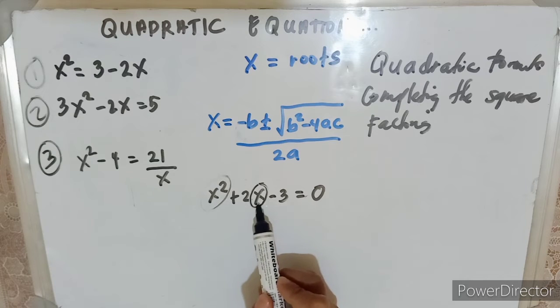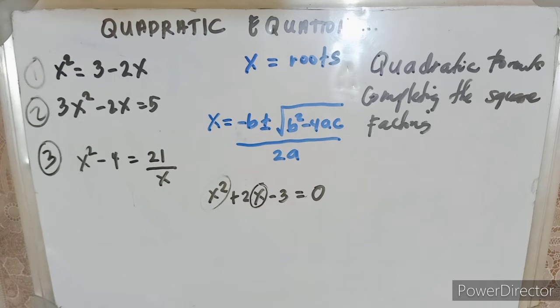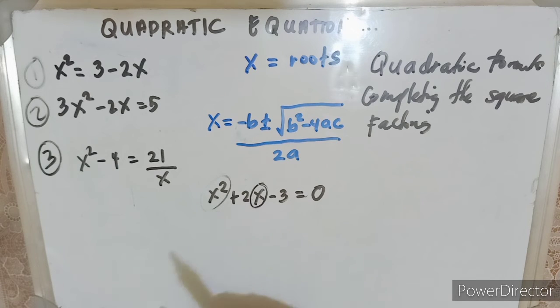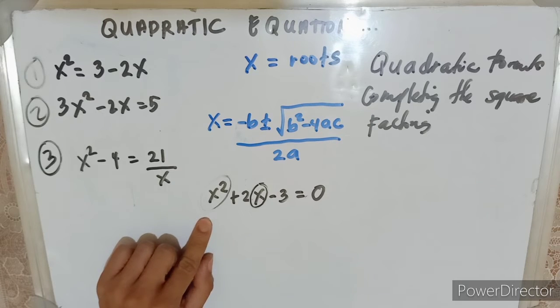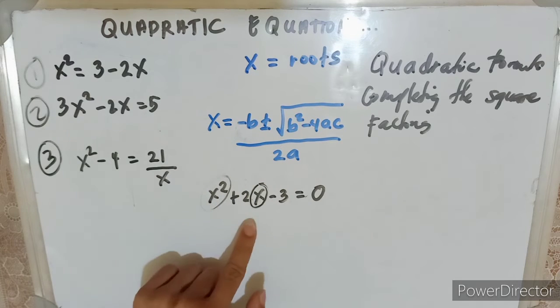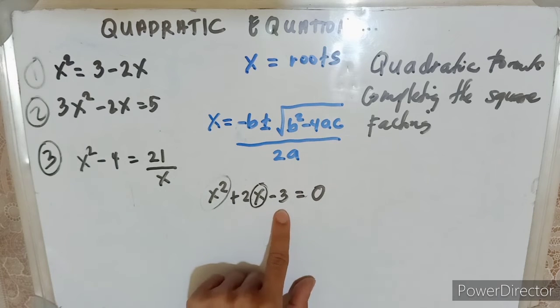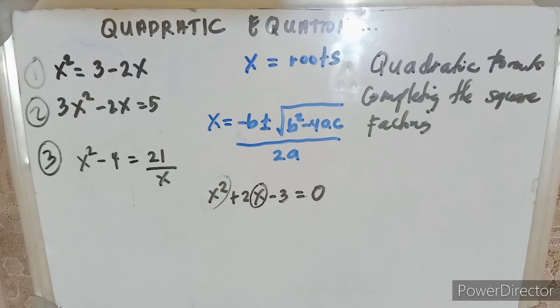x squared and x are the literal coefficient. Alright? Kung sino ang kasama ng literal coefficient mo, yan yung numerical coefficient. Okay? This equation guys, ang a natin is equal to 1, ang b natin is equal to 2, at ang constant natin na c is equal sa negative 3. Okay? Okay. Then, the next method is by completing the square.